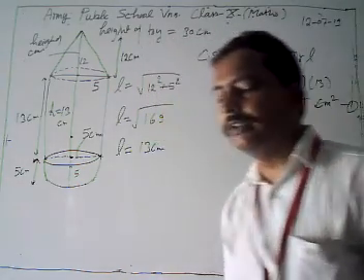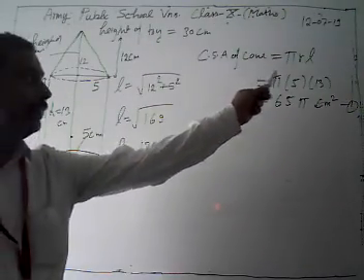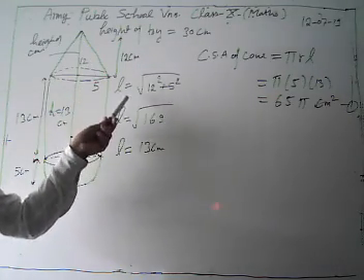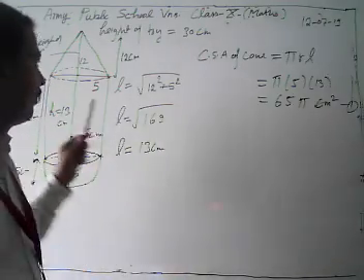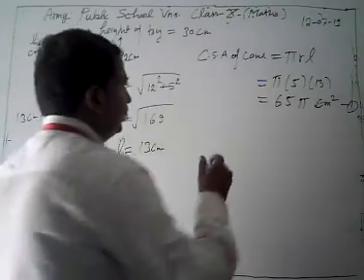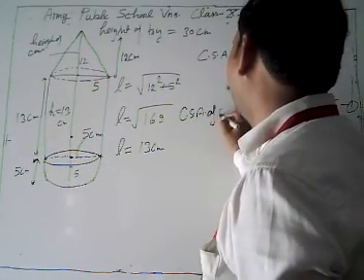Now we have found the CSA of the cone. How did we find it? By using the formula pi r l. Here r is 5 and h is 12. Then we use the formula l equals under root h square plus r square to find the slant height. Then we found the CSA of the cone. Now we are going to find the CSA of the cylinder. Secondly, we are going to find the curved surface area of the cylinder.